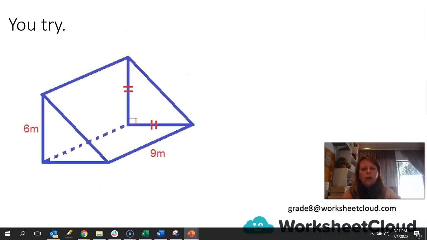Right, let's see now if you can try one. So there is our triangular prism. I want you to pause the video. I want you to figure out which side, or if any, you are lacking a measurement for.